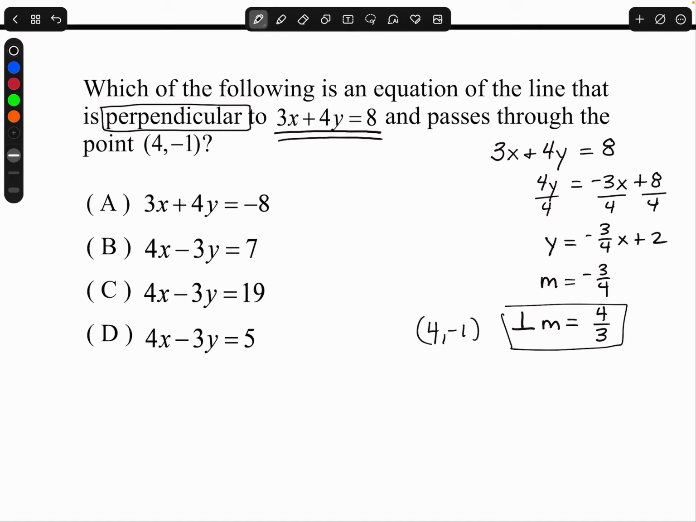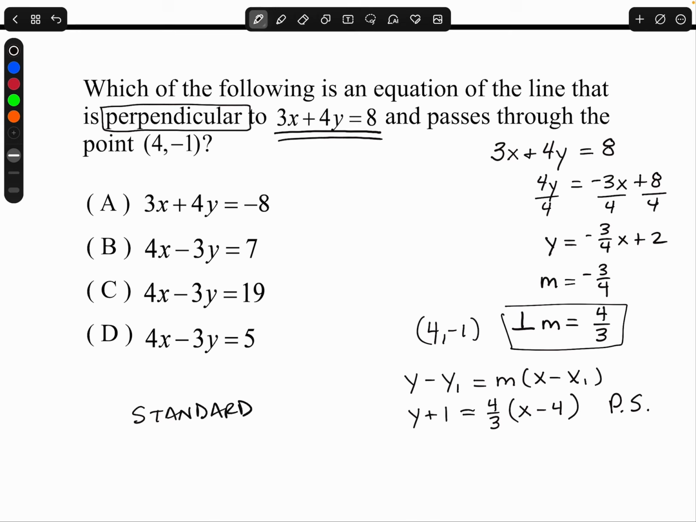Okay, so if we know that information, along with the fact that we're going through the point 4, negative 1, let's see how we can use that. We're going to say here, y minus y sub 1 equals m times the quantity of x minus x sub 1. Let's plug in what we know. So y minus negative 1 would be like y plus 1. We'd have 4/3 times the quantity of x minus 4. Okay, so that is in point slope form, right? That's point slope form. These ones are all in standard form over here.